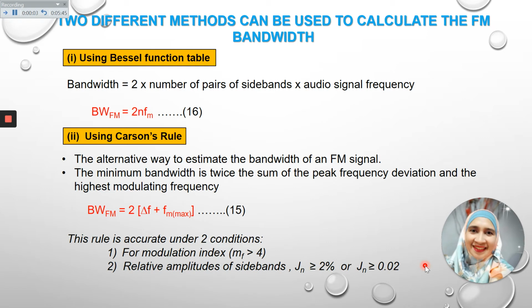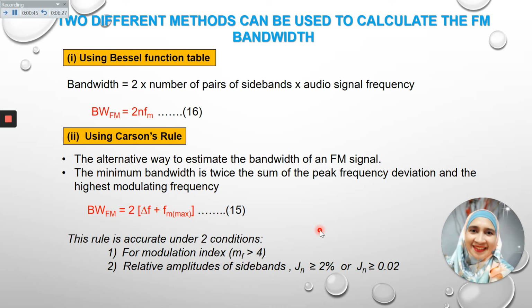Okay, there are two different methods that can be used to calculate the FM bandwidth. The first one uses the Bessel function table, whereby your bandwidth is equal to 2 times the number of pairs of sidebands times the audio signal frequency, which is equal to 2 times N times FM. This is equation 16. We can also use the second method, Carson rule, the alternative way to estimate the bandwidth of an FM signal. The minimum bandwidth is twice the sum of the peak frequency deviation and the highest modulating frequency. So the equation will be 2 times (delta F plus FM max).